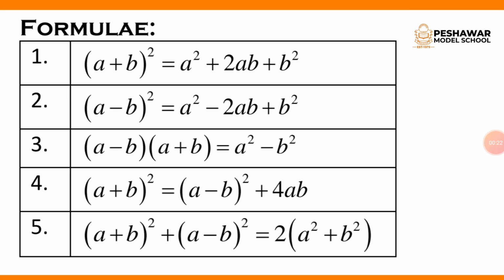(a plus b) whole square is equal to a square plus 2ab plus b square. Second, (a minus b) whole square is equal to a square minus 2ab plus b square. And formula number third, (a minus b) and (a plus b) is equal to a square minus b square. Formula number 4, (a plus b) whole square is equal to (a minus b) whole square plus 4ab. Formula number 5, (a plus b) whole square plus (a minus b) whole square is equal to 2 into (a square plus b square).